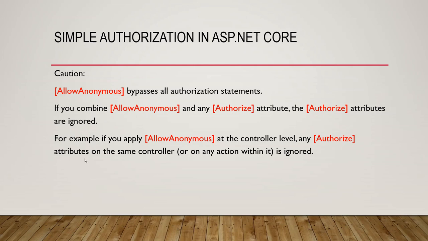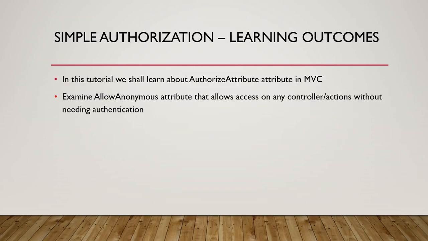Now before leaving for today, let's recap what we have learned. We have learnt about the authorize attribute in MVC, and we have examined the allow anonymous attribute that allows access on any controller or actions without needing authentication. In fact, if there is an allow anonymous decoration at the controller level or even at an action method level, it bypasses all the authorize and other attributes.